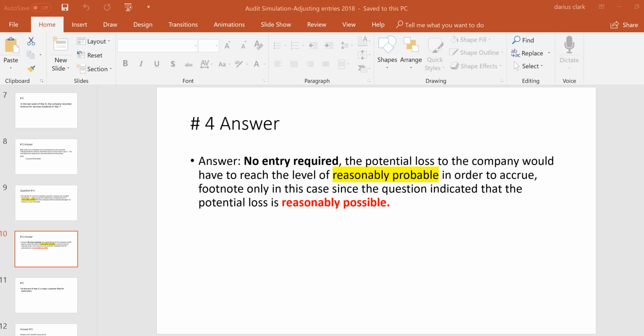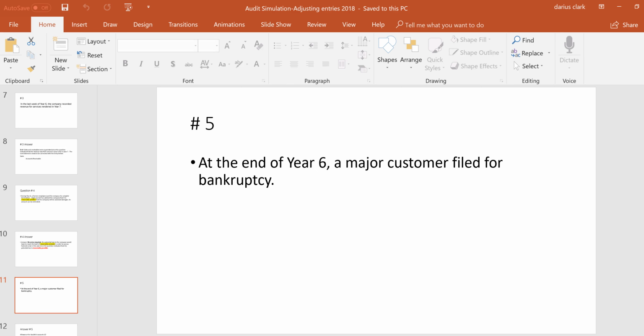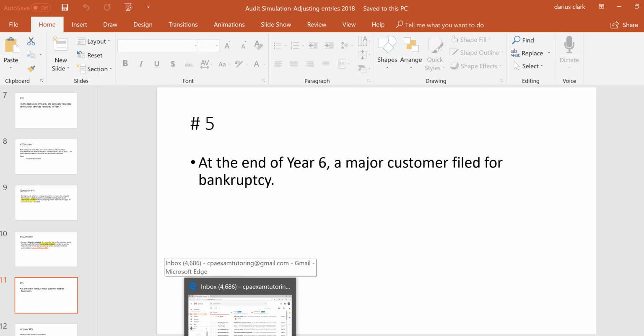That's if there's a range. If we know what the loss is, we book it, but we usually don't on the exam. We usually say the range is this. What do we do? If it's probable, we book the minimum in the range. But in this case, it wasn't even probable. It was only reasonably possible, so we don't book anything. So if it was the other way around, it was 2 million and you booked 1.